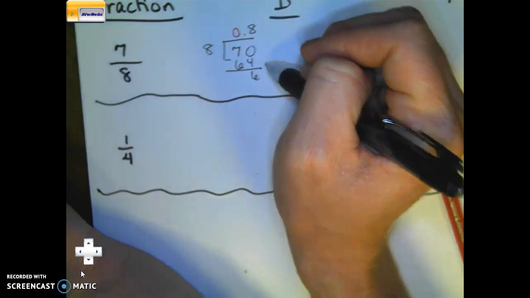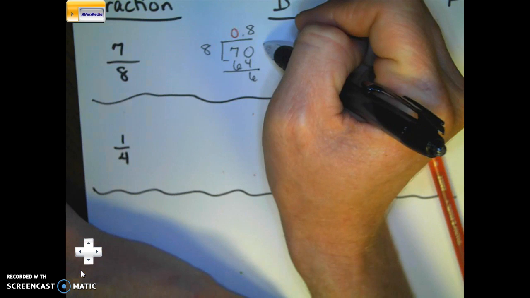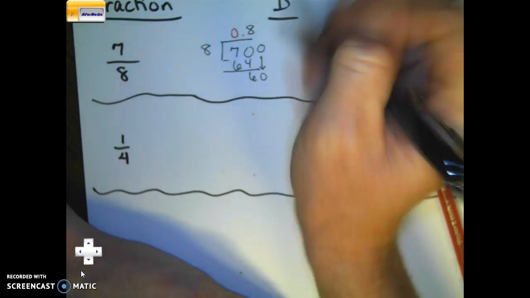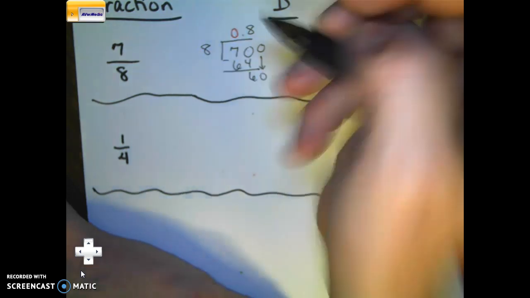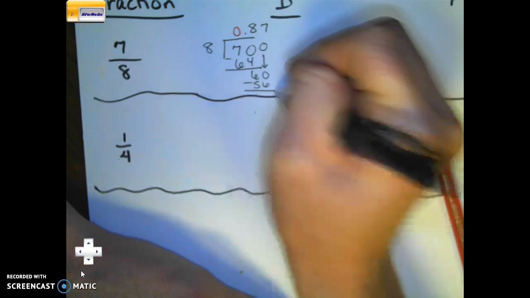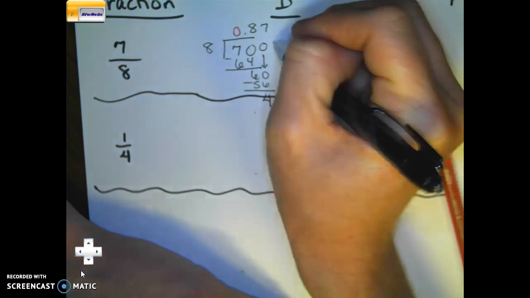This isn't elementary anymore. In elementary, you'd probably just put remainder 6. We can't have anything left. So now add a 0, bring it down. 8 goes into 60 how many times? 7. So now you have 56. 60 minus 56 is going to be 4.